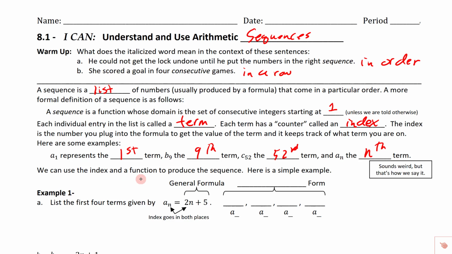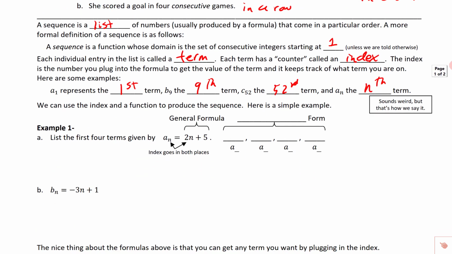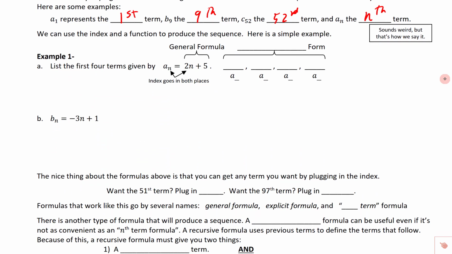We can use the index and a function to produce a sequence, and I'll show you a simple example right here. So I'm going to slide down. It says list the first 4 terms here in example 1, and example A says A sub n is equal to 2n plus 5. This is what we call a general formula, and the index goes in both places. If we plug in a 1 to get the first term, we're going to put a 1 right there. I'm going to write out the first couple of terms: this is the first one, the second one, the third one, and the fourth one. When we write it out, we call that expanded form. So we've got a general formula and expanded form. We'll write the word expanded here.